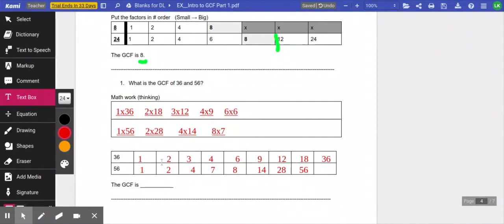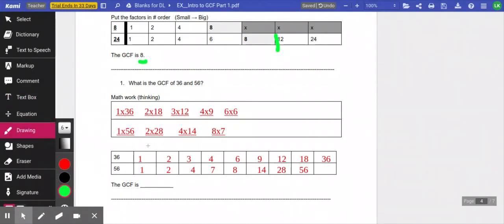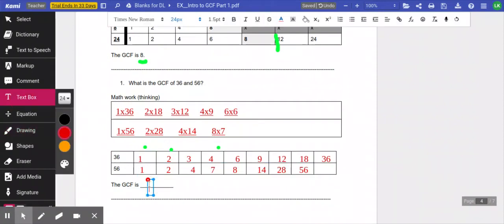Alrighty. So now let's look at the ones that they have in common. I'm going to use my drawing tool again. They both have 1. They both have 2. They both have 4. Nope, not 6. Not 9. Nope, not 12. Not 18. Not 36. So what's the biggest number they have in common? You got it. It's 4.